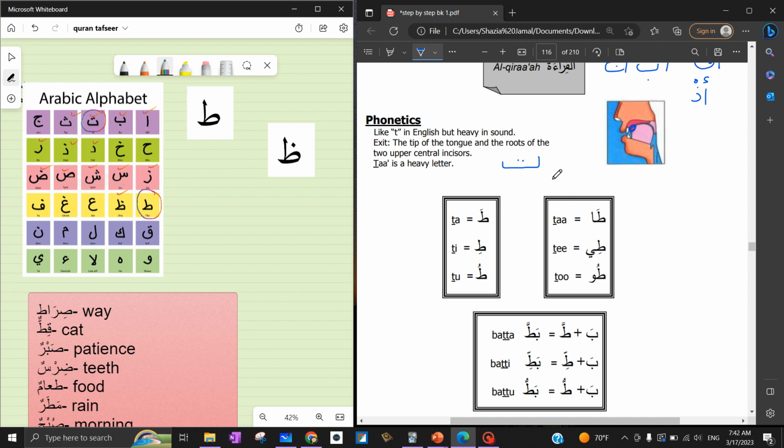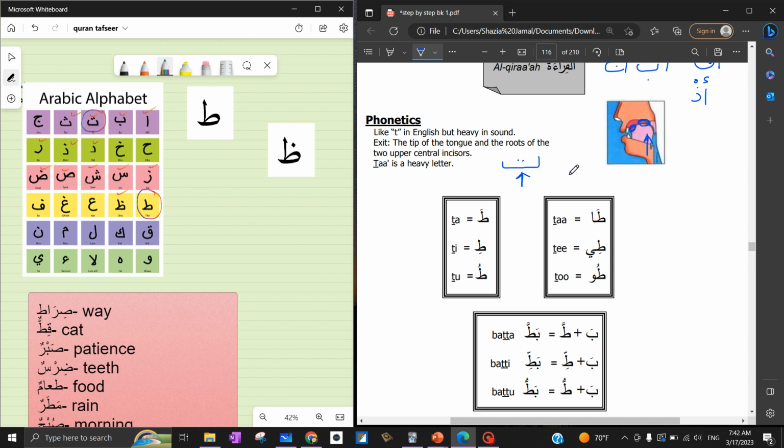So what is the difference when you speak ta? The tip of the tongue is behind your upper incisors, and you speak ta. This is the normal, light letter ta in Arabic. The makhraj of heavy ta is the same. The only difference is you need to raise up your tongue with the heavy ta. From the back, you need to raise your tongue and touch the roof of your mouth, the palate. This is the only difference between ta and ta.